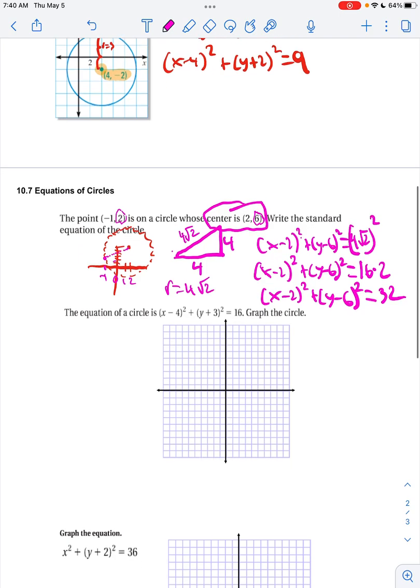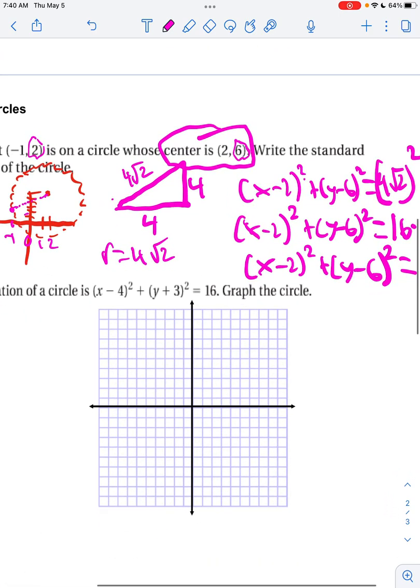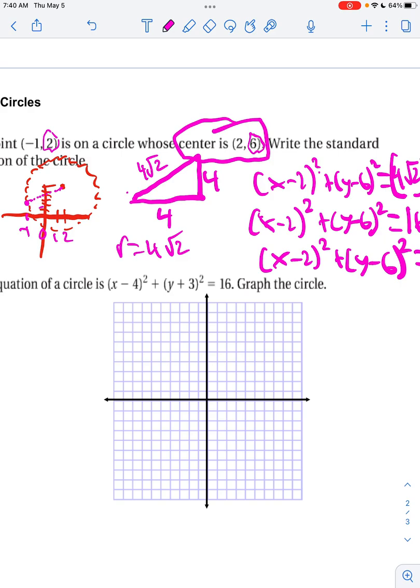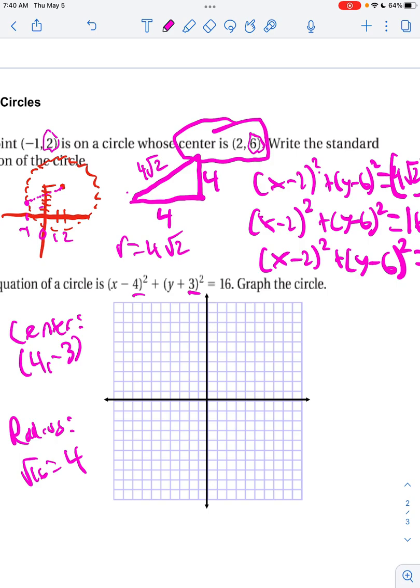All right, the equation of a circle is (x - 4)² + (y + 3)² = 16. So again, I need to pull out of the information what my center is and what my radius is. My center is going to be (4, -3), and then my radius is the square root of 16, which equals 4. So I'm going to mark that 1, 2, 3, 4. Oops, that's the wrong way. 4, 1, 2, 3, with a radius of 4.